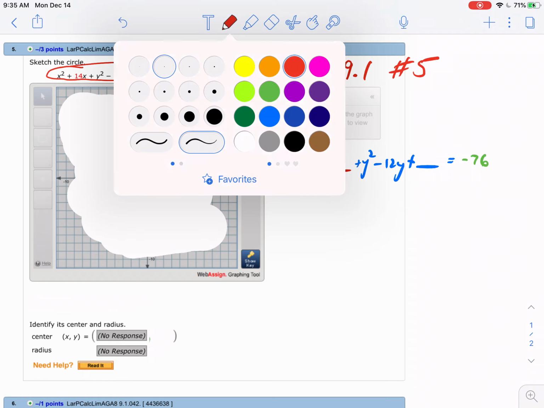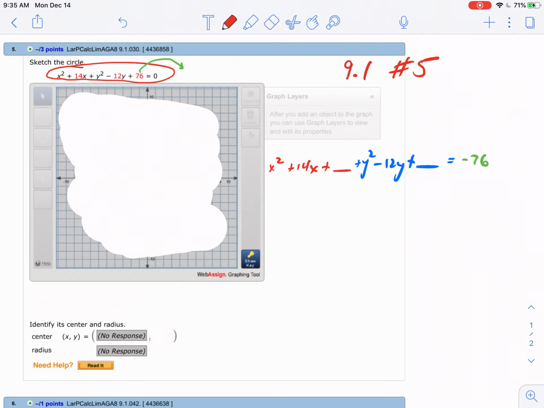And then what I'll do is off to the side, I can take my 14, which is in front of the x term right there. Divide that by 2 and I get 7. Remember, we like to put that in parentheses before we square it. So I get 49. So if I add 49 there and I add 49 there, because if you add it to one side, you have to add it to both sides.